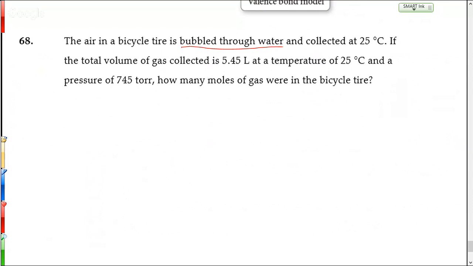So as this problem is written right here, we don't have enough information because we don't know the vapor pressure of water at 25 degrees C. We have to look that up. So that's something you'd have to be given. There's no magic way of just figuring that out. So let's look it up. Okay, so the vapor pressure of water at 25 degrees C is 23.78 torr. Okay, how do we use that information?